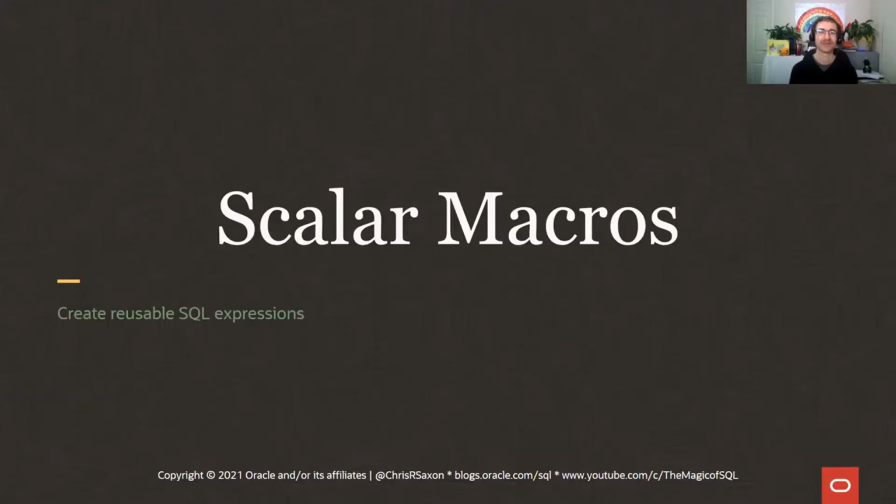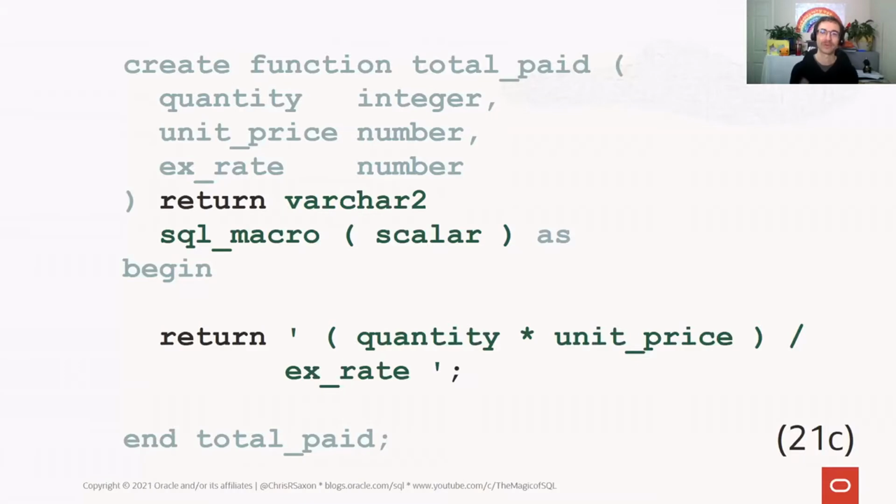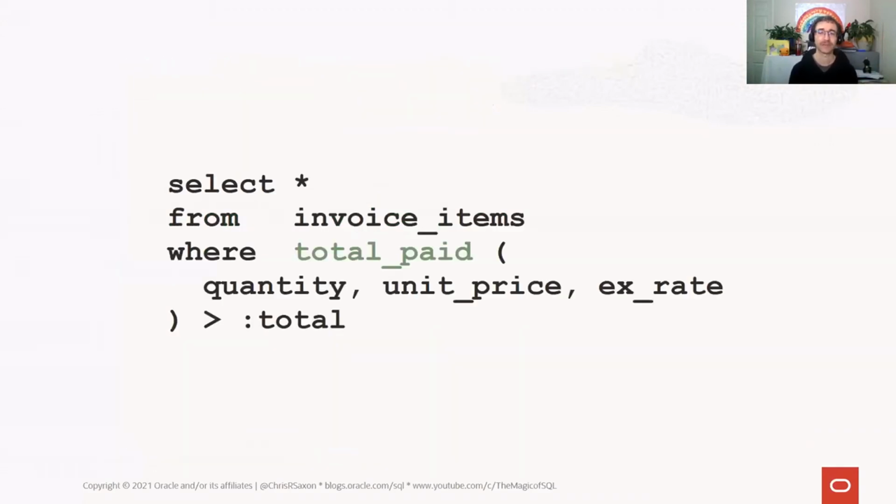With Scalar Macros, we have a third way, a way out of this dilemma. We can get both of them, right? So how do we do this? As I said, with a macro, we're returning a string. So we just change our function, make it return a varchar, declare it as a SQL macro that's returning a scalar, and just quote our formula. We can then use that in our SQL statement.